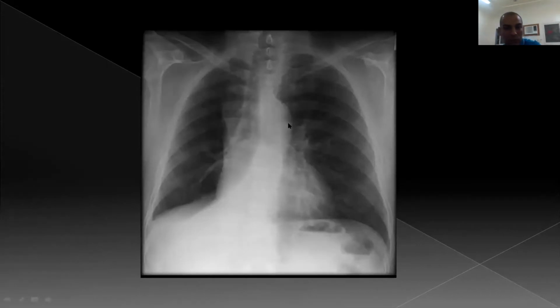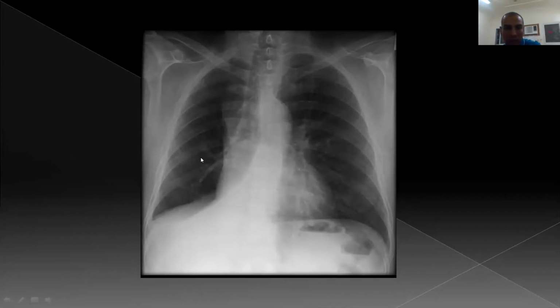Here we have a basal opacity, and this basal opacity obscures the right diaphragmatic copula. We don't have a clear demarcation for the right diaphragmatic copula, so this one is right lower lobe collapse.